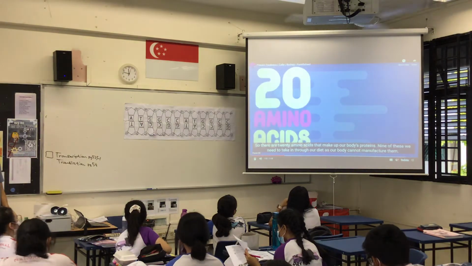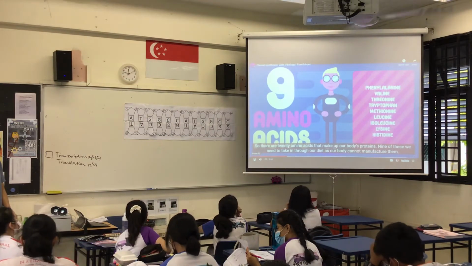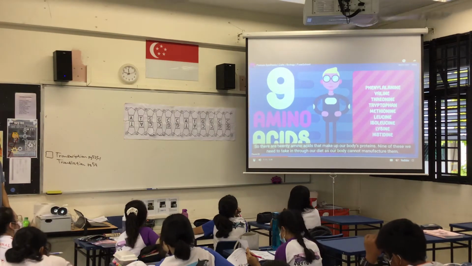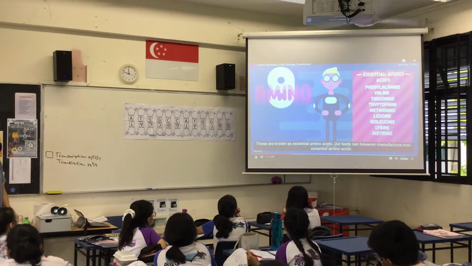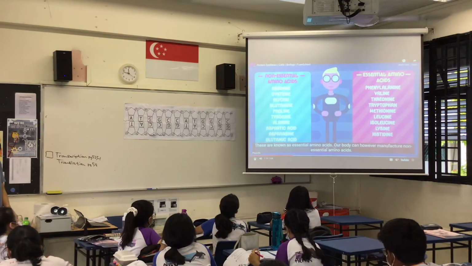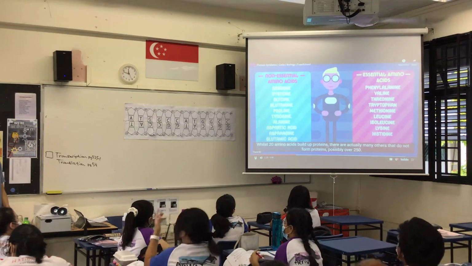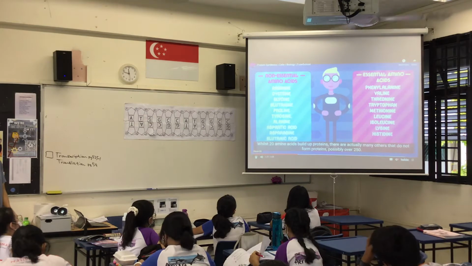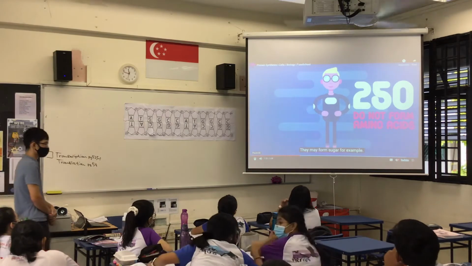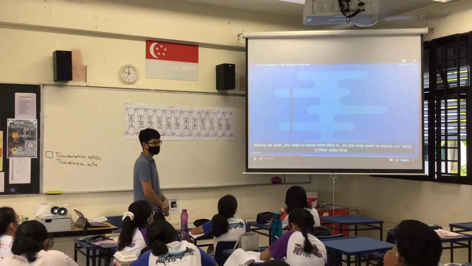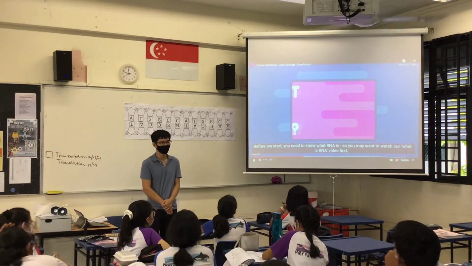So there are 20 amino acids that make up our body's proteins. 9 of these we need to take in through our diet, as our body cannot manufacture them. These are known as essential amino acids. Our body can, however, manufacture non-essential amino acids. Whilst 20 amino acids build up proteins, there are actually many others that do not form proteins, possibly over 250. They may form sugar, for example. Before we start, you need to know what RNA is. So you may want to watch our What is RNA video first.